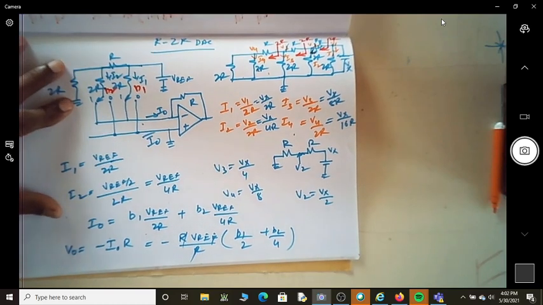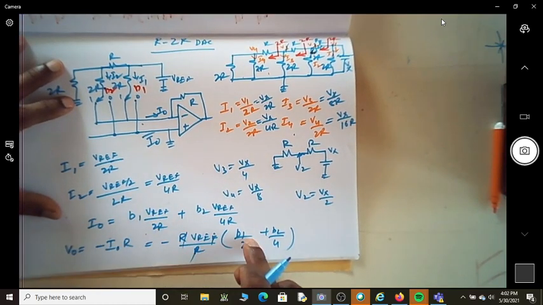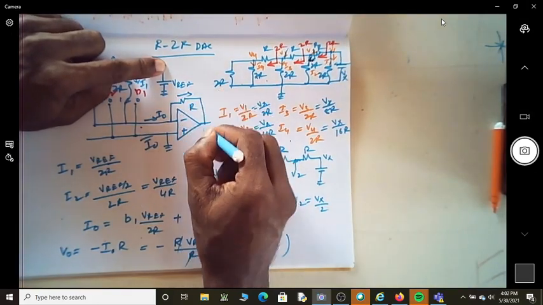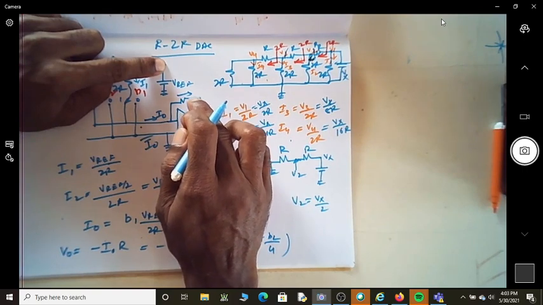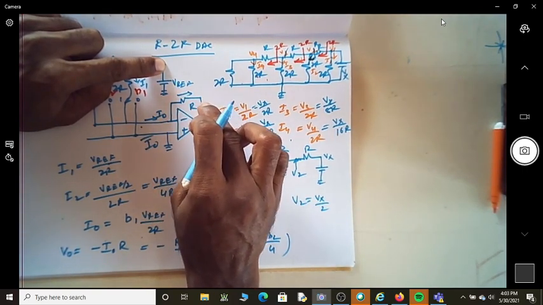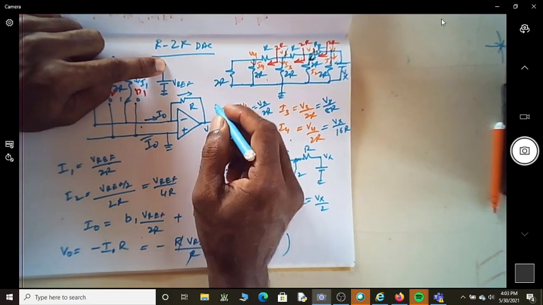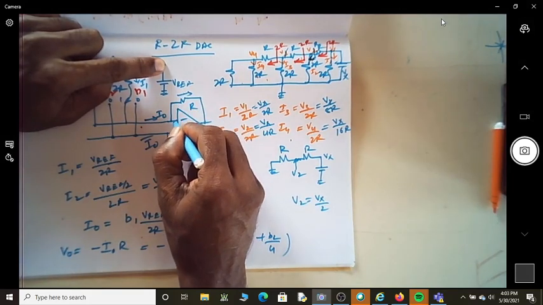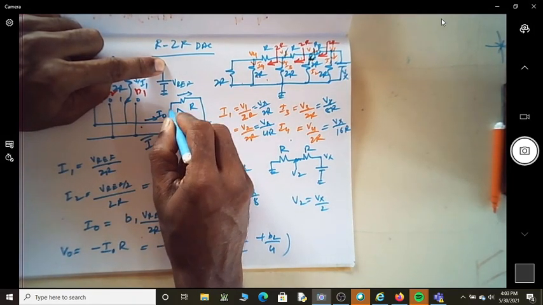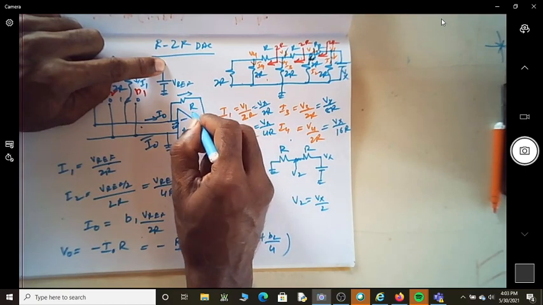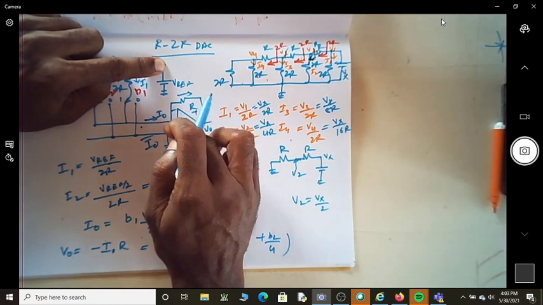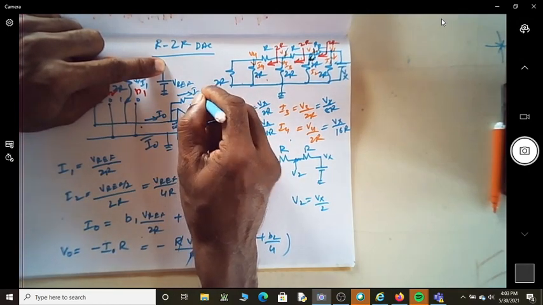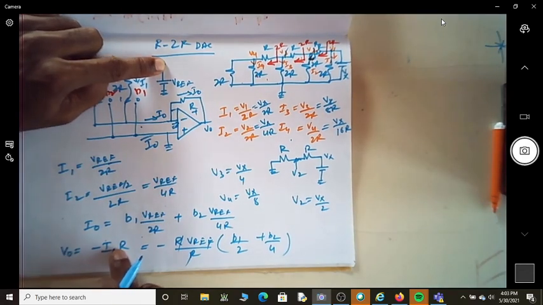What is this I0? I'm just rewriting the same I0 here, because this is how the current is flowing. So what is V0? V0 is equal to negative the drop here. Because the current is flowing in this direction, V0 is equal to minus I0 into R. Why I0 into R is because no current will flow here. This is zero current, the entire current will flow here. Minus means this is virtual ground. So V0 is equal to minus I0 into R.